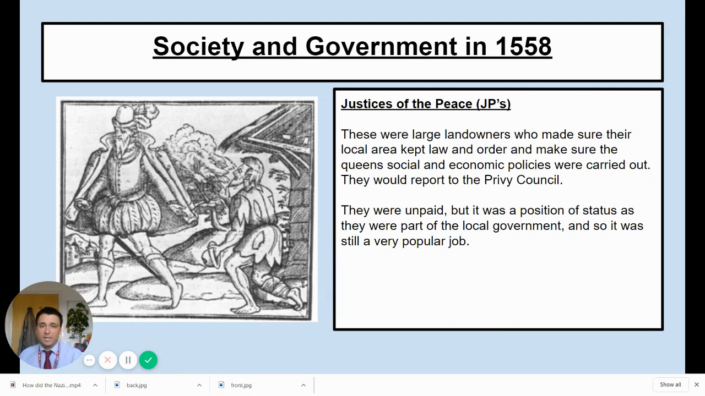Now, being a JP seems really important, and it was. It wasn't a paid job, but it was a position of status within your town or area. I am the Justice of the Peace. I report to the Lord Lieutenant, to the Privy Council, who report to the Queen. There is status there. So although you're not paid for your work, it's still a position that a lot of people wanted. It was a very popular job.